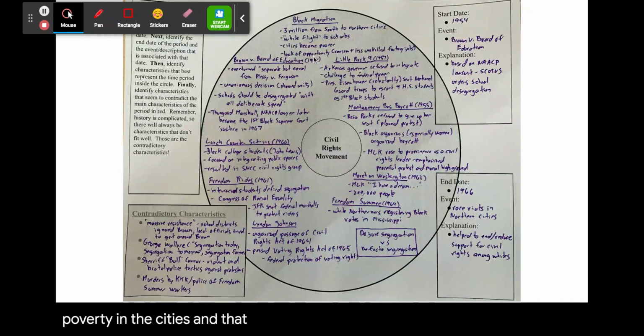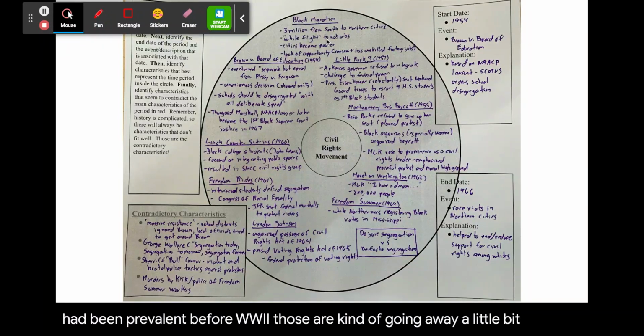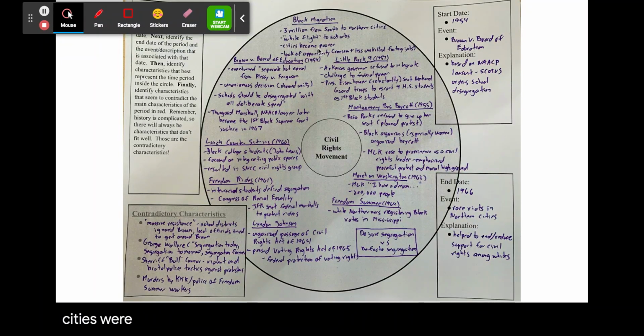And that combined with a lack of opportunity, partly due to racism and also partly due to less availability of unskilled factory jobs, which had been prevalent before World War II. Those were kind of going away a little bit. So the cities were becoming poorer.